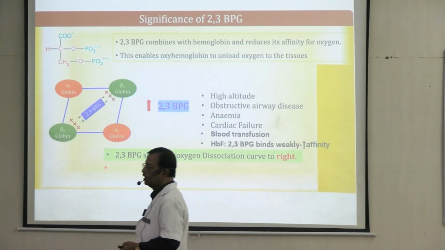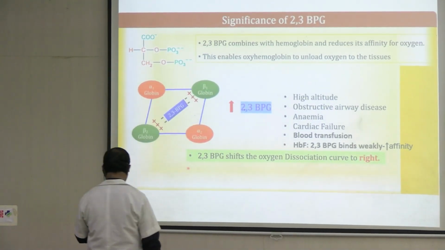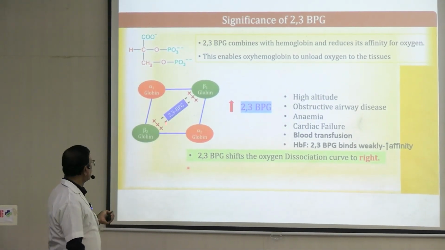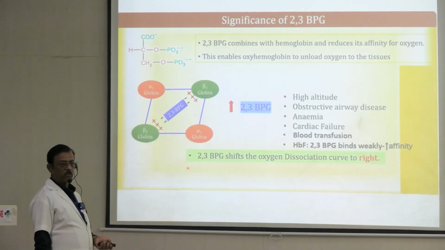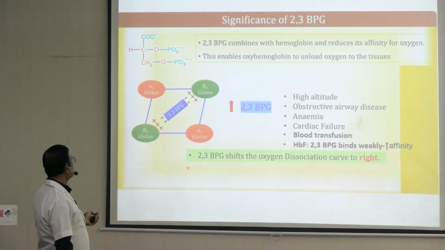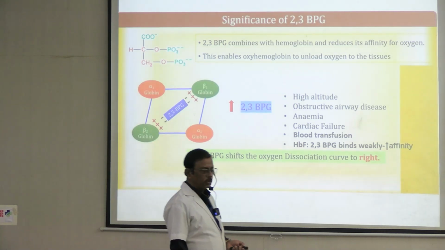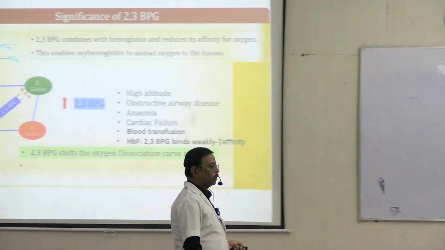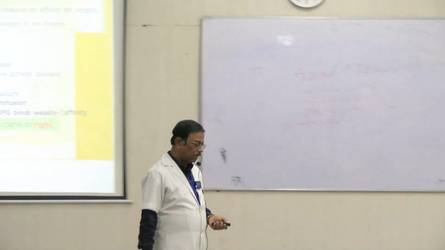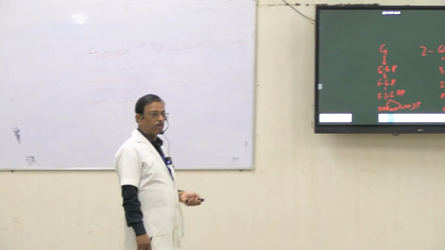So 2,3-BPG is a negatively charged molecule because of the multiple phosphate groups. Two phosphate groups are there. It binds with the beta globin of the hemoglobin chain, because the beta globin chain contains positively charged amino acids, so it binds there.